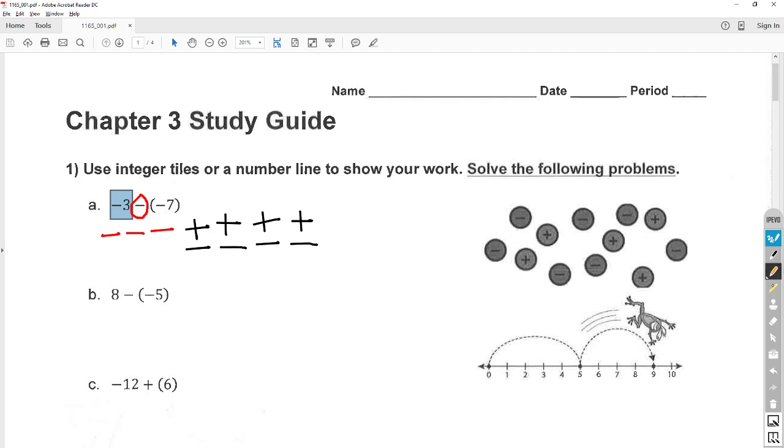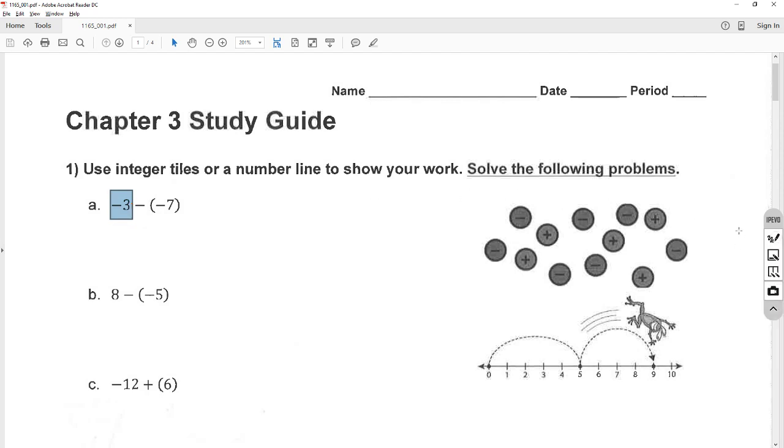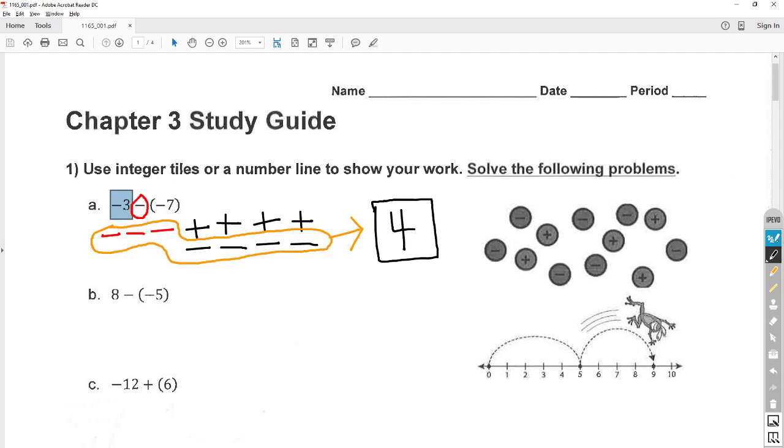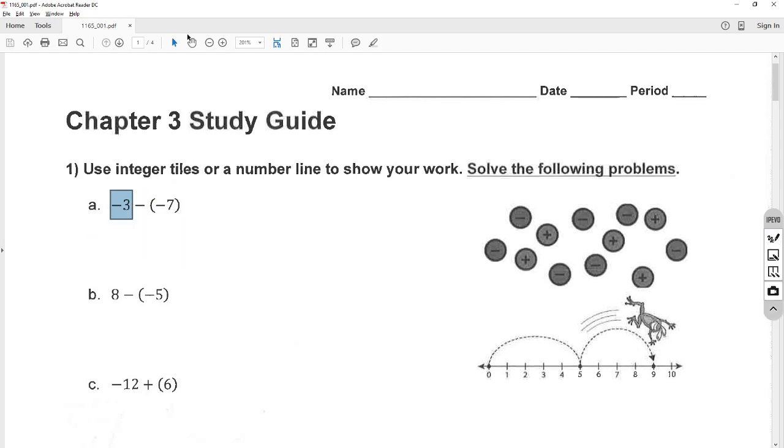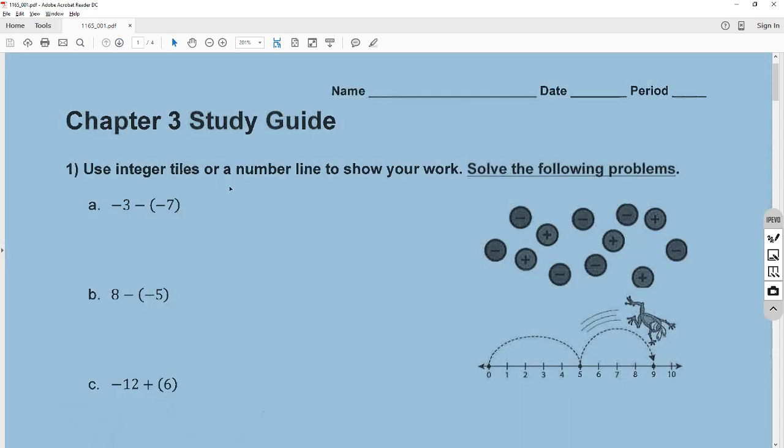So I'm going to circle my 7 negatives and then show an arrow removing those negatives. And if you look, I have a total of 4 positives left. So my answer would be a +4. Okay? Oh, let me just take off this. Why this is here. Okay.